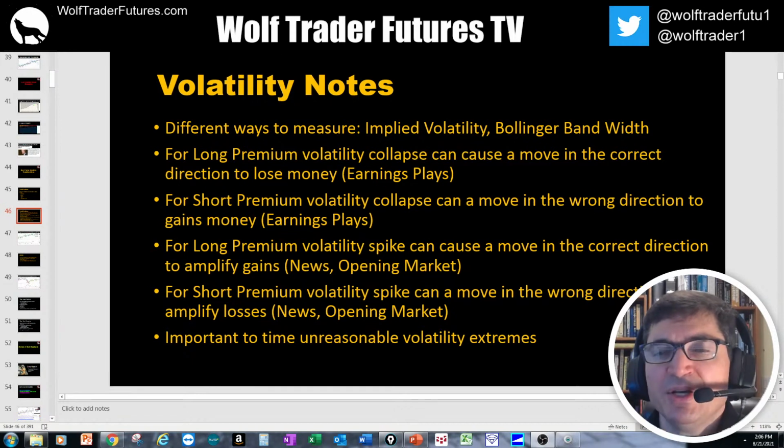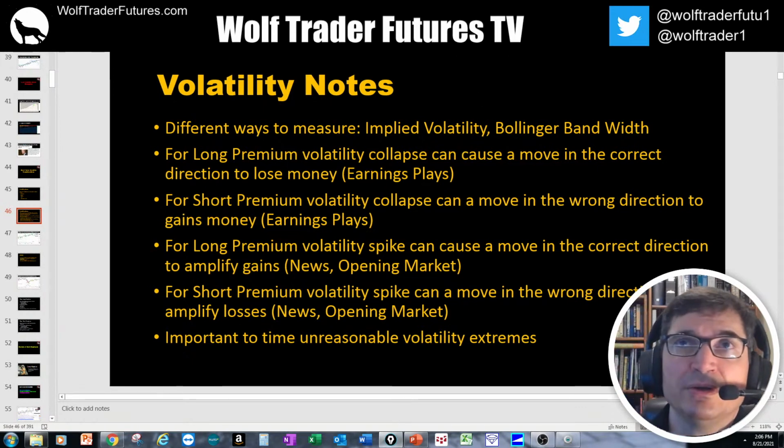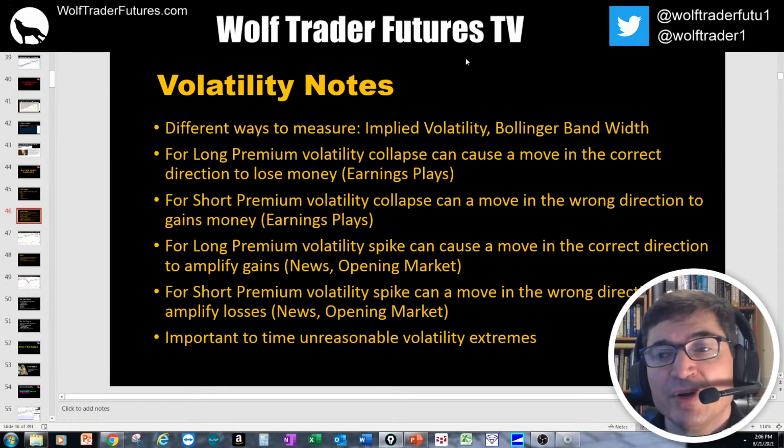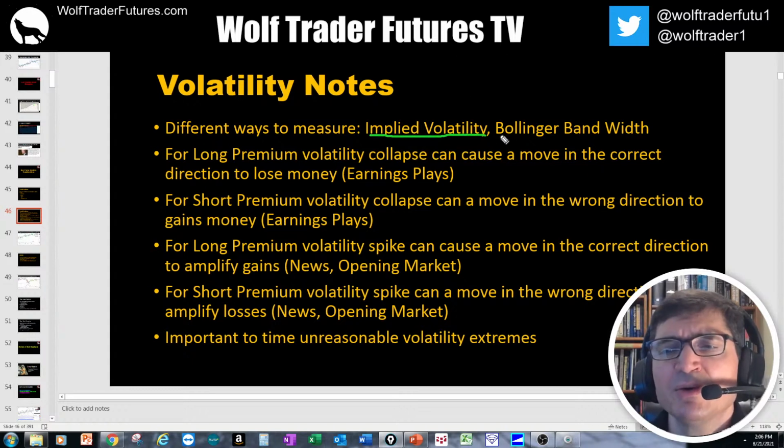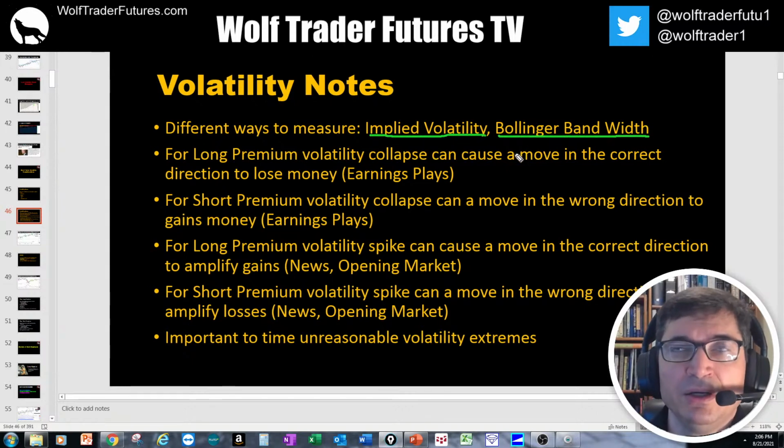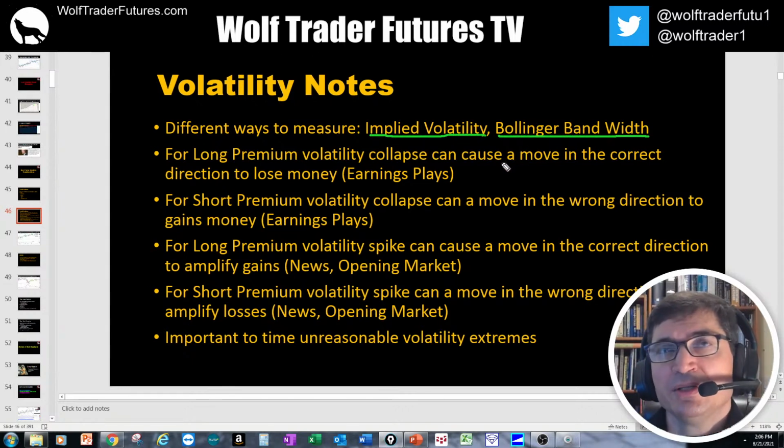So there are different ways to measure volatility. The most popular way is implied volatility, and some people believe if it's above 50, you're into debits. If it's below 50, you're doing credits. It depends. It's not that clear cut, but that's just one way to look at it. Another way that I really like is the Bollinger Bandwidth. I really like this. When it gets low, it's almost always an increase in volatility, and I'm going to show you some charts in a minute.